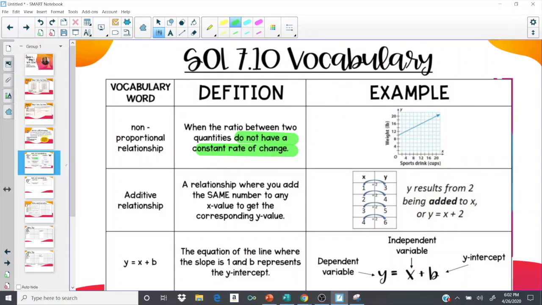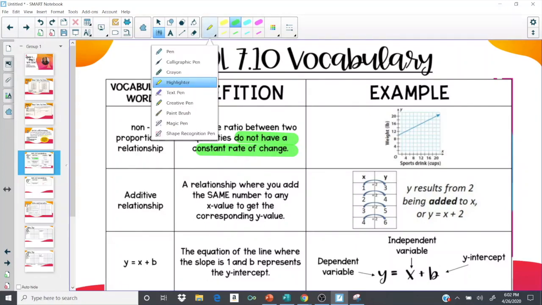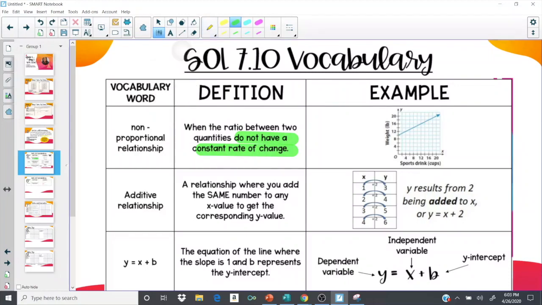y is equal to x plus b is the equation of the line where the slope is 1 and b represents the y-intercept. So in this equation, y still represents the dependent variable. x represents the independent variable, but b represents the y-intercept. And also, again, the slope is 1.